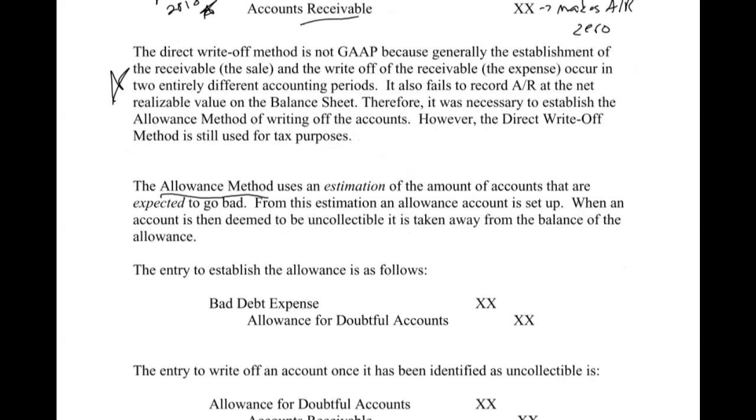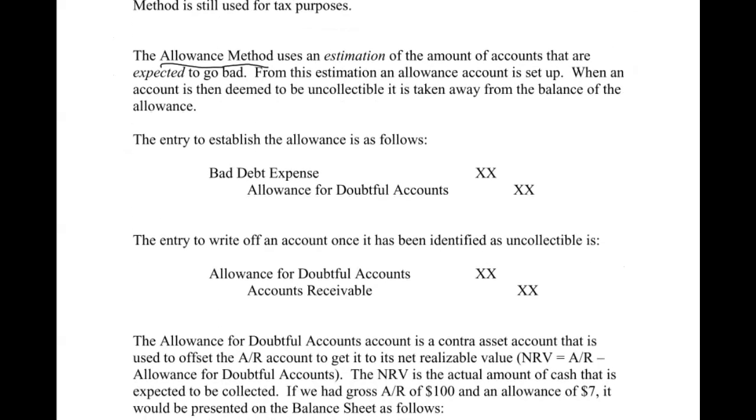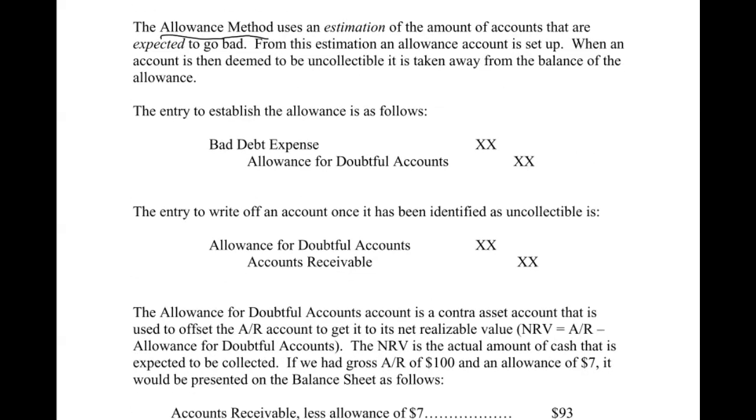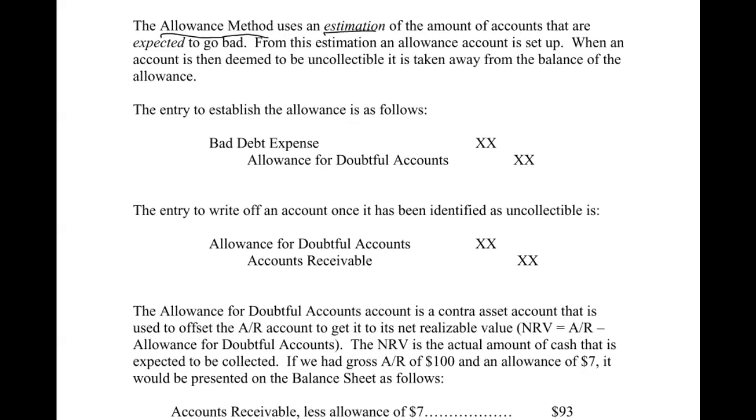So if you scroll down here, notice it says the allowance method uses an estimation. So we don't know the exact amount. We're going to estimate the amount of accounts that are expected to go bad, meaning they're not going to pay us. We sell all this stuff on account, and not everybody is going to pay us. People will go bankrupt. People will skip town. Whatever the case may be, not everybody is going to pay us. So from this, an allowance account is set up. That's why this is called the allowance method.